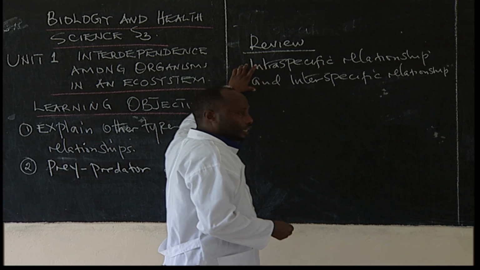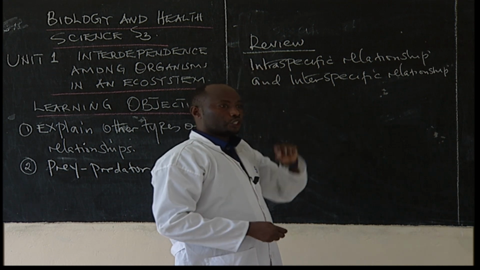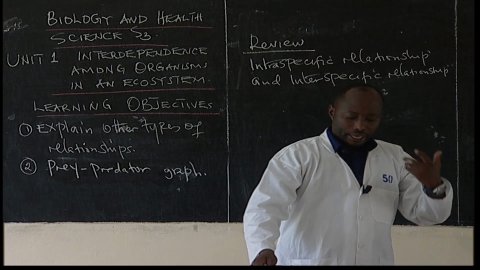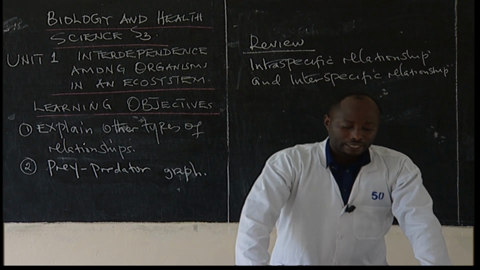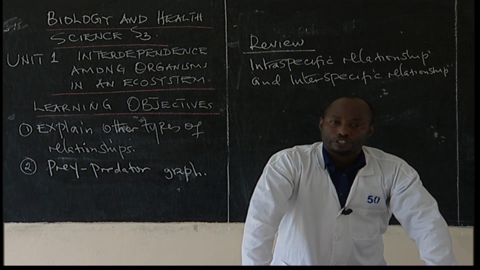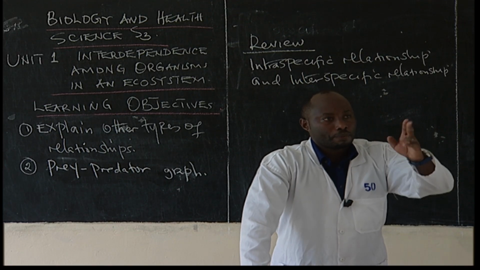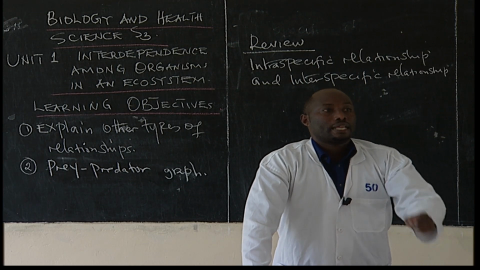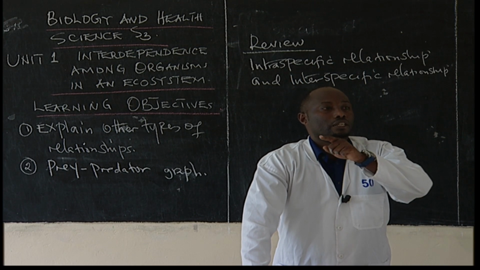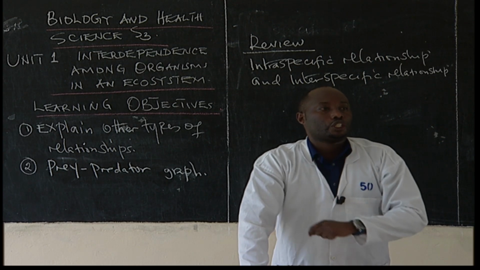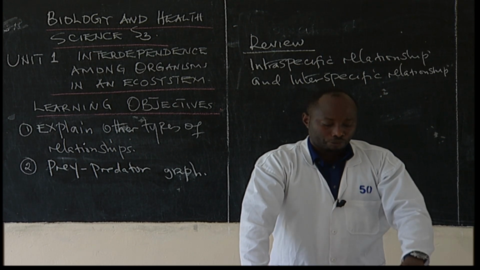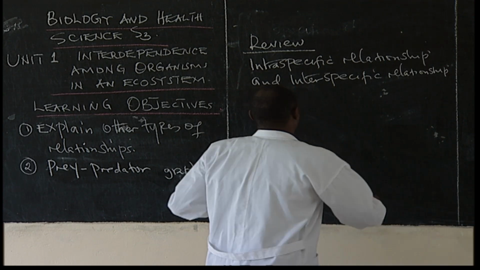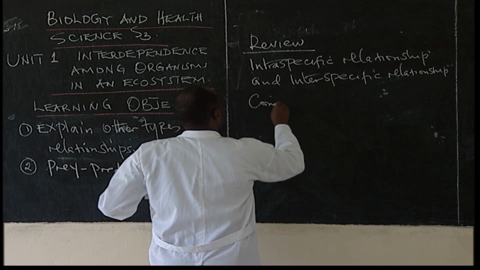We went ahead and talked about competition. We said competition occurs between organisms that are either of the same species or different species. And we said there are two types of competition: one is intraspecific competition, another one is interspecific competition. Let's talk about the definition. Let's remind ourselves about competition.